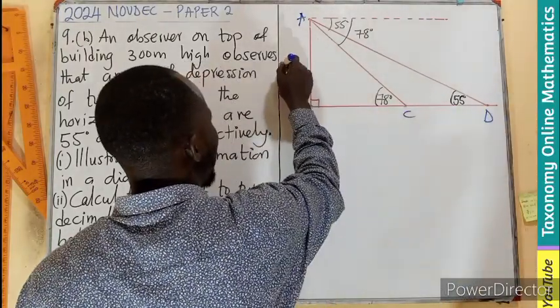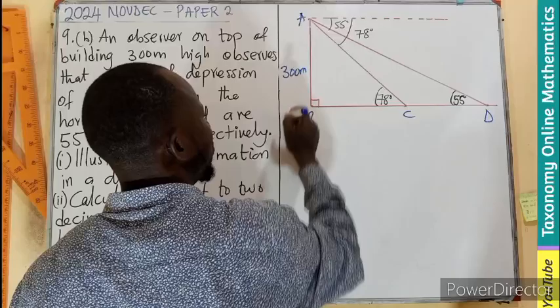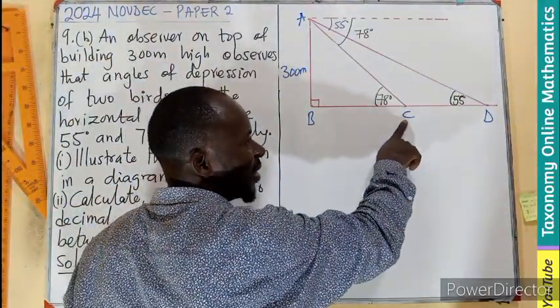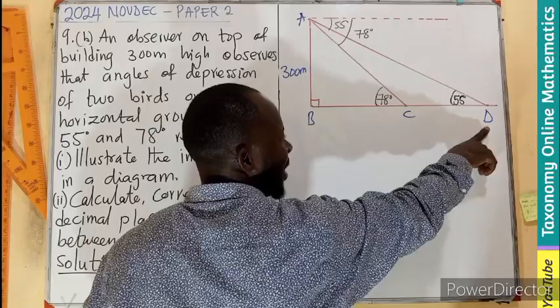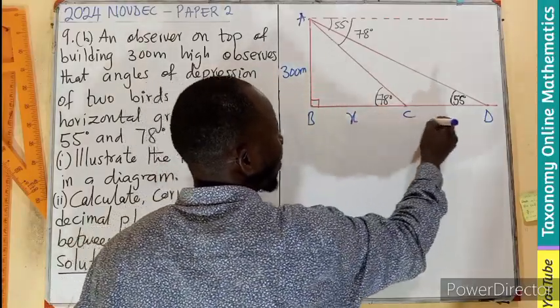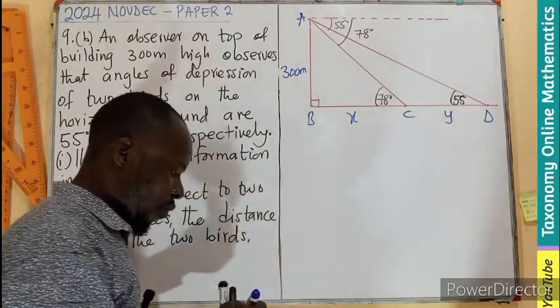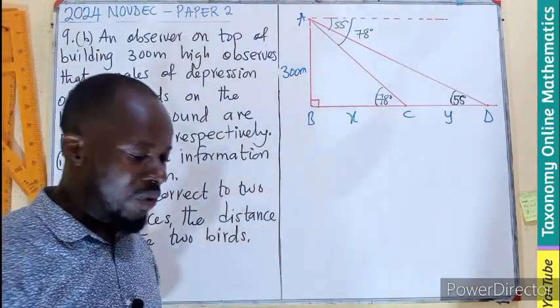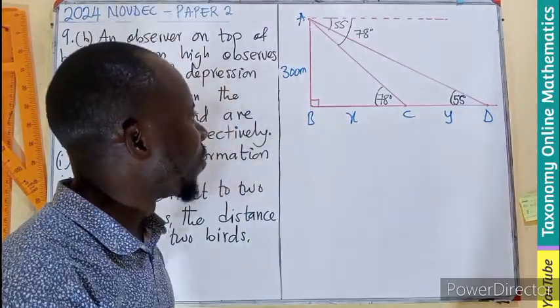I should be able to have my 300 meters. What am I looking for? I am looking for the distance between bed C and bed D. So let's label here as X, and here as Y. We can use the trig functions to find the value we are looking for.